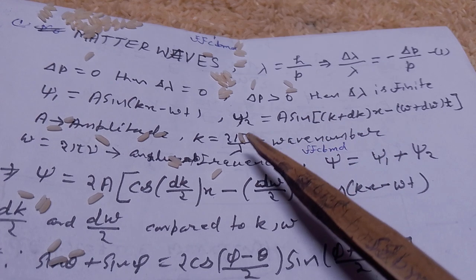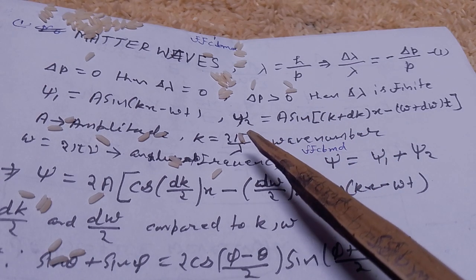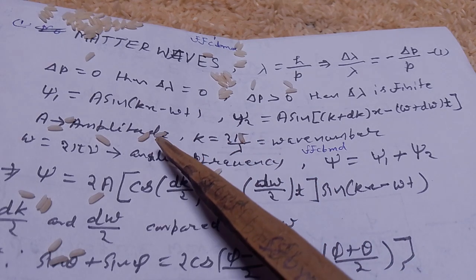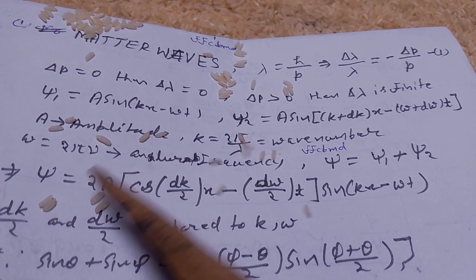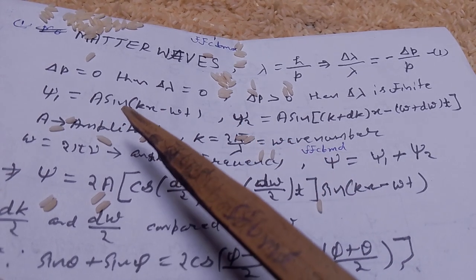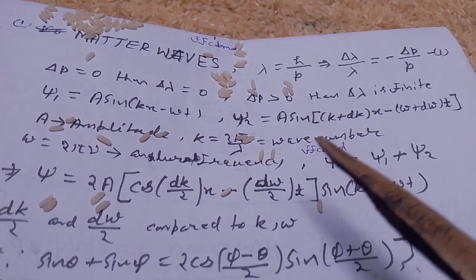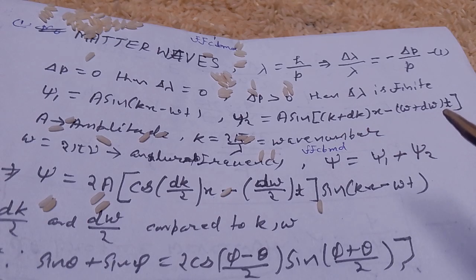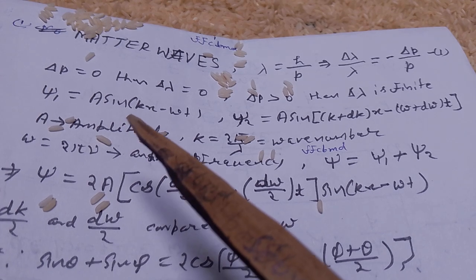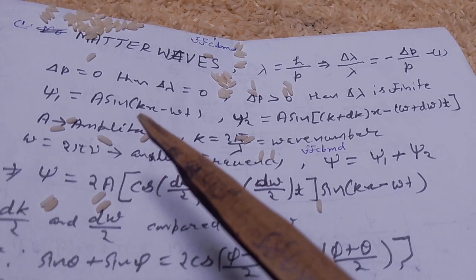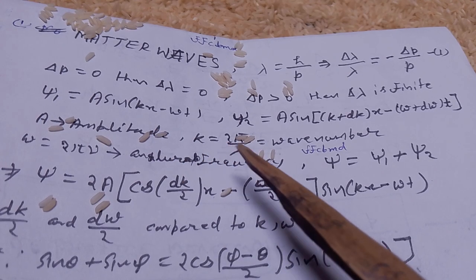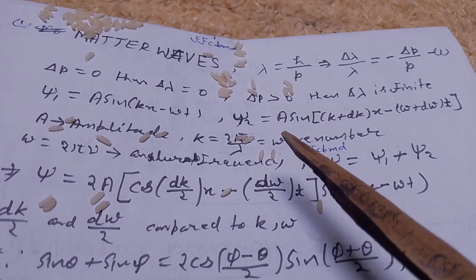Consider a simple situation in which two sinusoidal waves with slightly different wavelengths are superimposed. For example, suppose we consider two traveling waves represented by psi 1 equals a sin(kx minus omega t) and psi 2 equals a sin((k plus dk)x minus (omega plus d omega)t), where a is their amplitude, k equals 2 pi by lambda is the wave number, and omega equals 2 pi nu is the angular frequency.